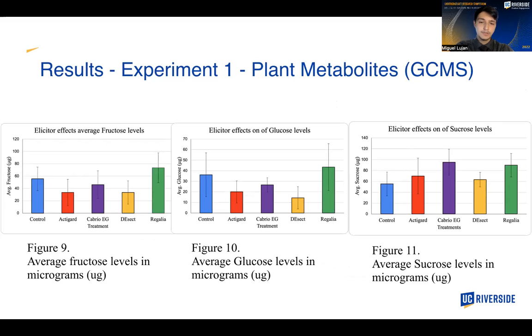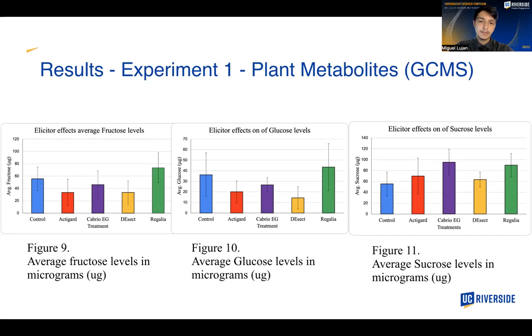So moving on to the results from experiment 1 regarding our plant metabolites. Below we have 3 different graphs showing averages of fructose, glucose, and sucrose from left to right respectively. These are average amounts in micrograms calculated through areas on GCMS curves. For this part of the experiment, it is still in progress.